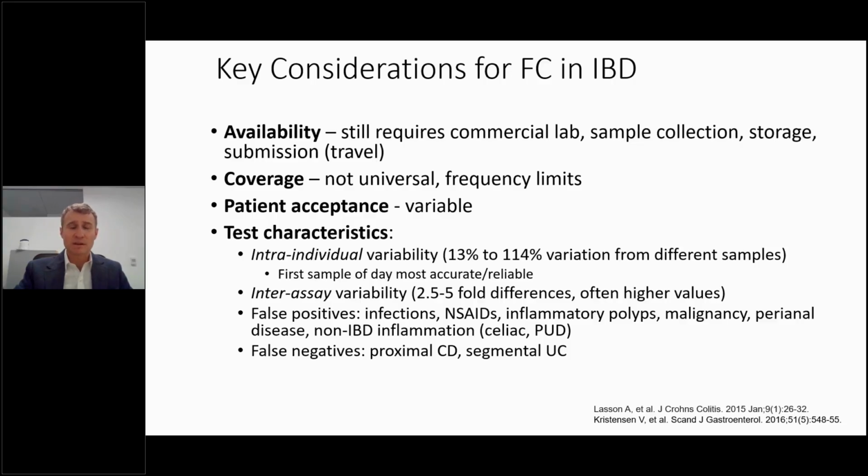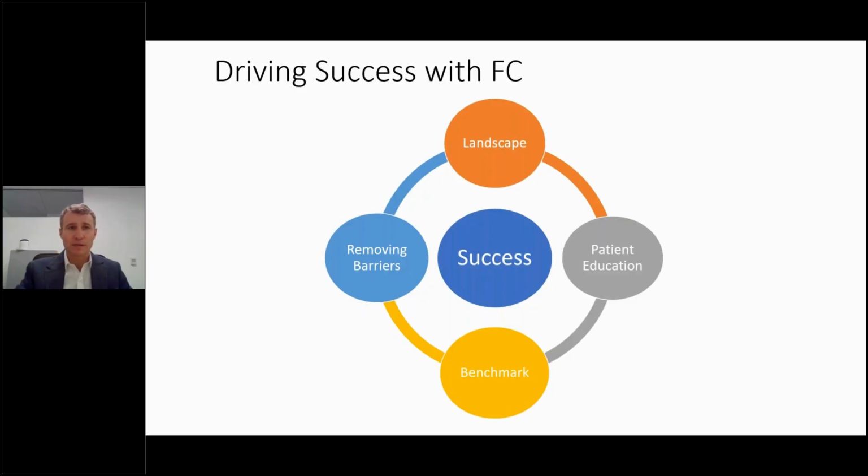And then even with confirmed inflammatory bowel disease, there can be some false negatives. So we know that proximal small bowel Crohn's disease can be a little bit less reliable in terms of its reflection of luminal disease activity. And similarly, if the ulcerative colitis is more segmental, that does correlate less well than, say, with pan-ulcerative colitis.